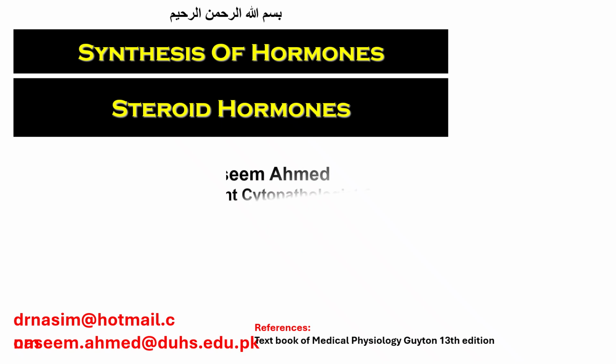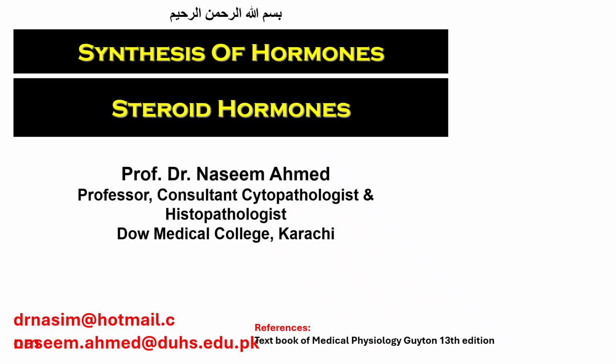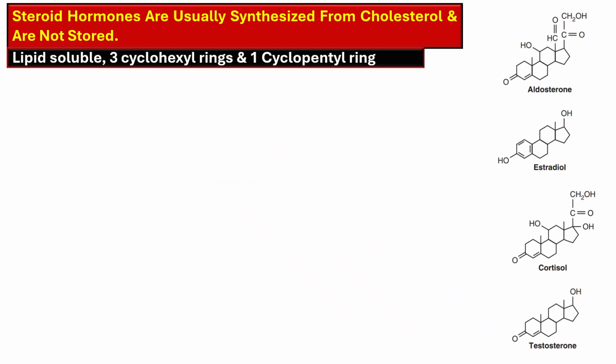Bismillahirrahmanirrahim. The synthesis of steroid hormones is discussed in this video. The steroid hormones are lipid-soluble compounds and they are chemically derivatives of cholesterol. Structurally, they consist of 3 cyclohexyl and 1 cyclopentyl ring, forming the core cyclopentanoperhydrophenanthrene structure.